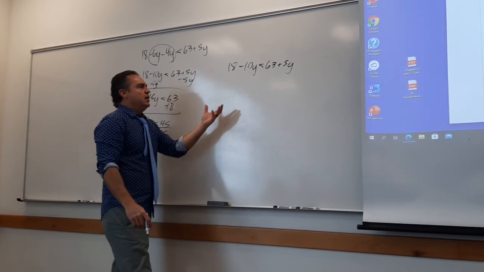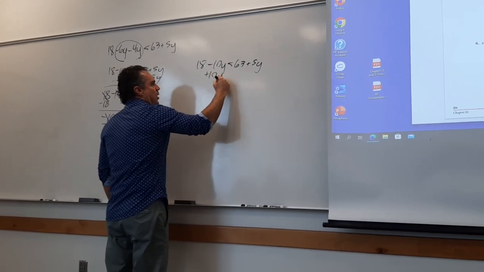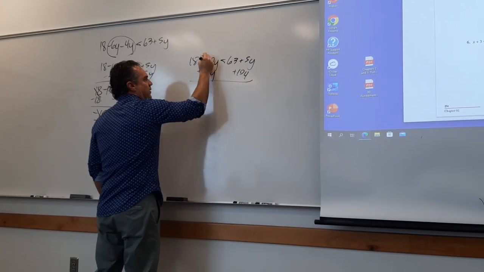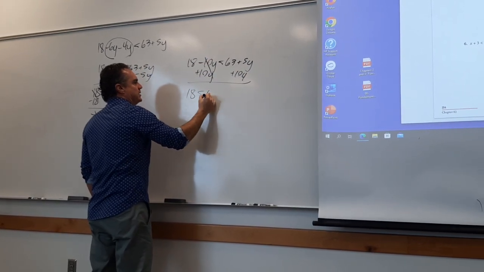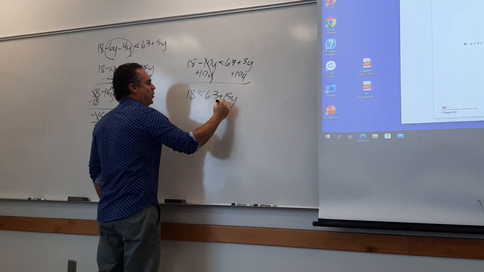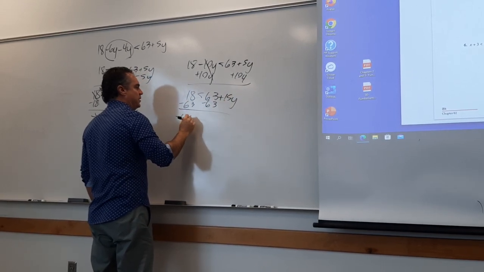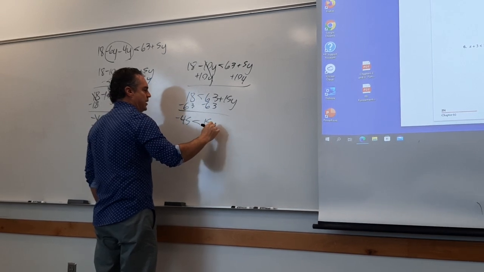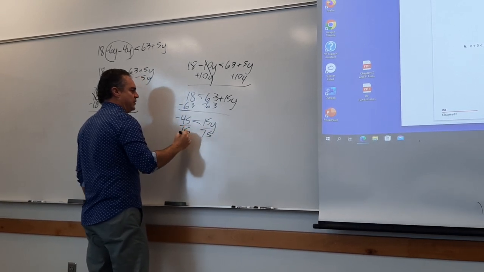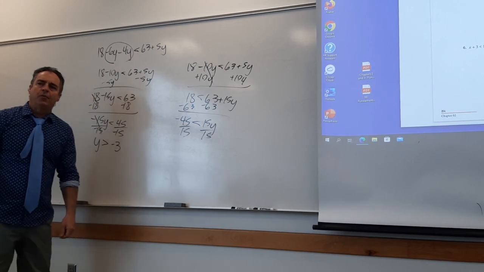Good. Okay. Over here, we wanted to add 10y to each side, and we get 18 is less than 63 plus 15y. We subtract 63 from each side. Our calculator reveals that's negative 45 is less than 15y. Divide by 15, divide by 15. Did I divide both sides by a negative number? No.